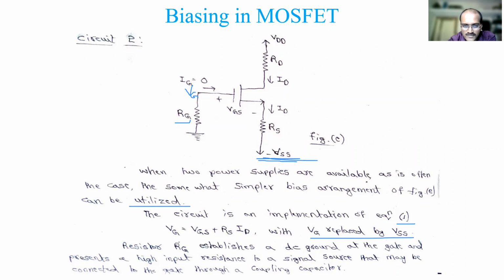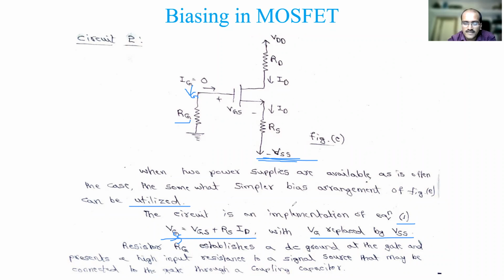So what is the equation now? You can modify this equation. VG is equal to VSS, so the equation is VSS equals VGS plus RS into ID. This is your equation 2. Using this equation we will design the same way: RD value, RS value, and the RG value we'll normally just select.